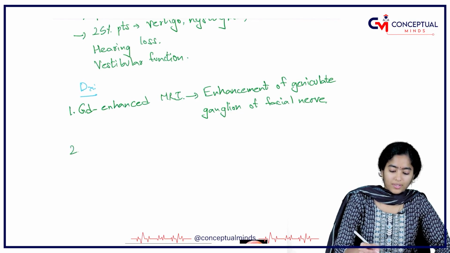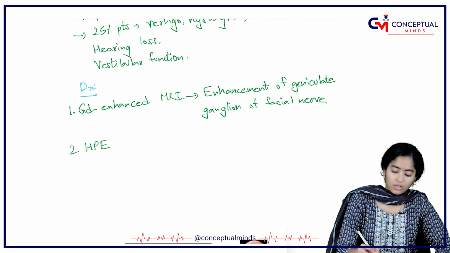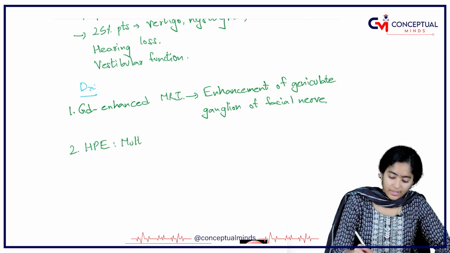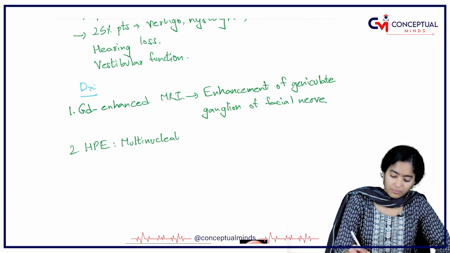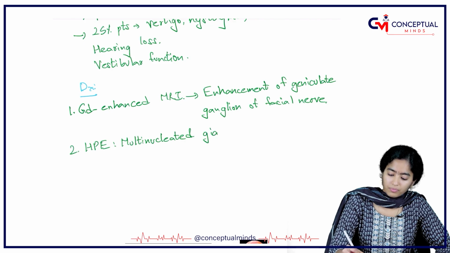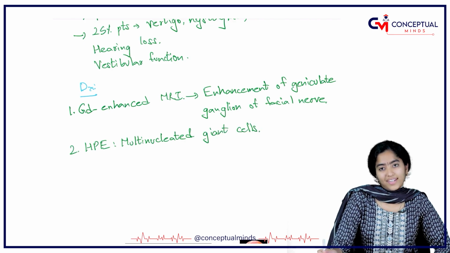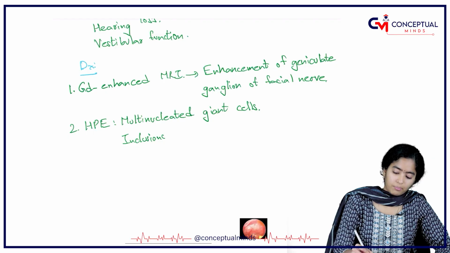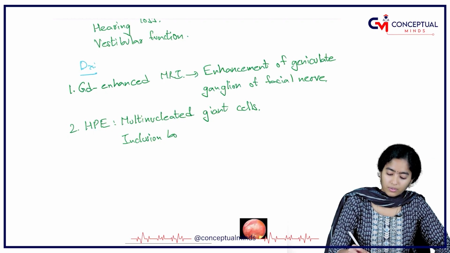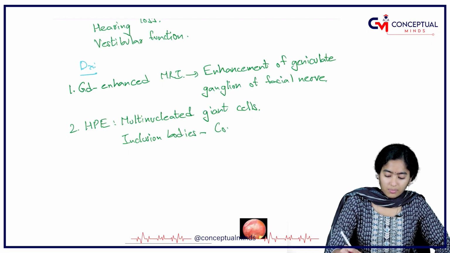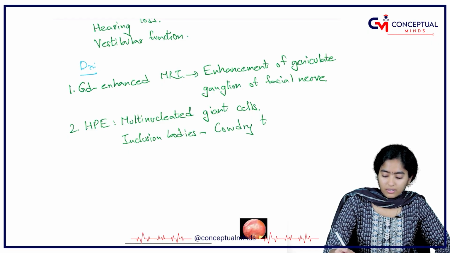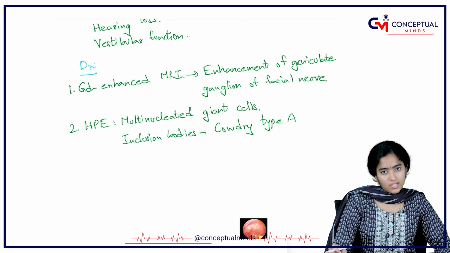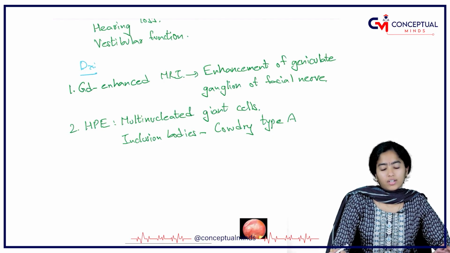If at all we do a histopathological examination, herpes virus, Varicella zoster virus, shows multinucleated giant cells. And we can also see inclusion bodies, and those inclusion bodies are called as Cowdry type A. There are various types of inclusion bodies that are seen in viruses, and the inclusion body that is seen in this is Cowdry type A type of inclusion body.